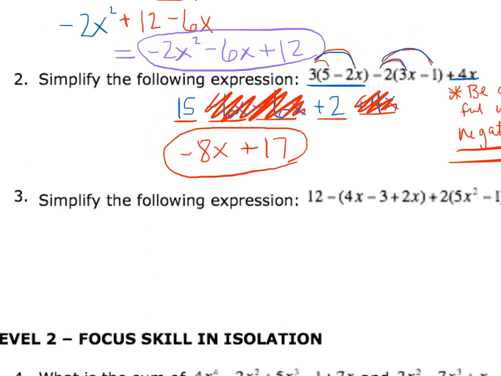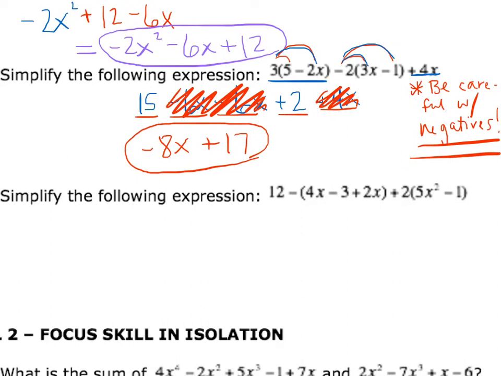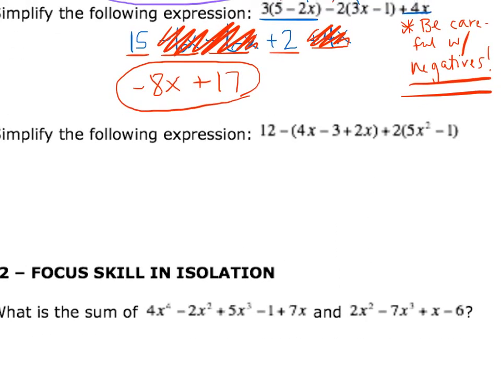Alright, number 3. Again, when we're dealing with negatives, you need to be really careful. If you just have a negative outside of a parenthesis, think of it like a -1, and then distribute that in. So we're going to just rewrite the 12, because nothing's being multiplied to it. And then we're going to get rid of this parenthesis by distributing the -1. So -1 times 4x is -4x. -1 times -3 is +3. Be really careful there. -1 times +2x, right here, is -2x. That's where the biggest mistakes are made, right here.